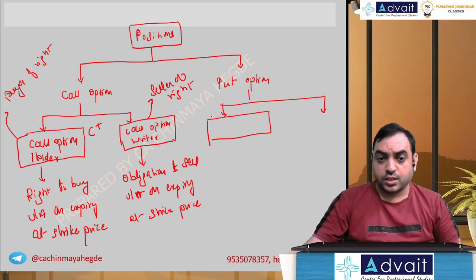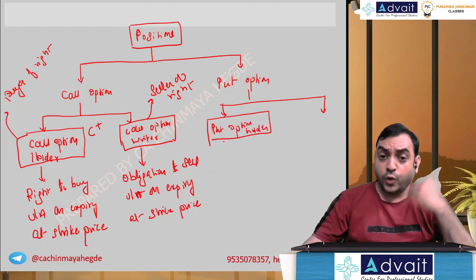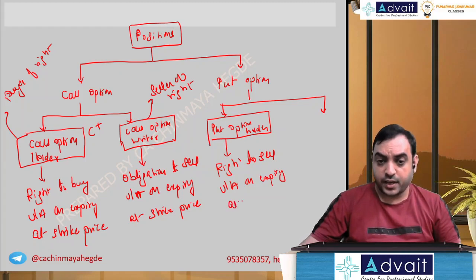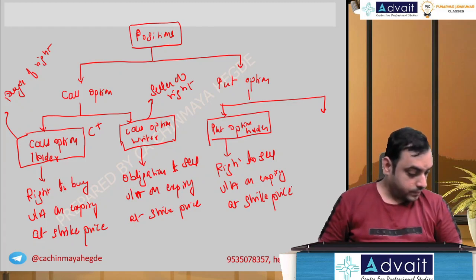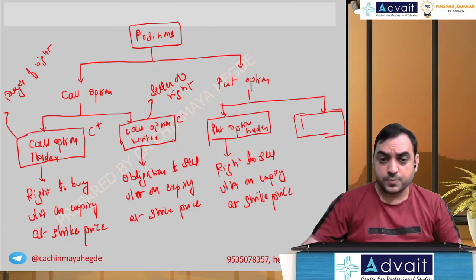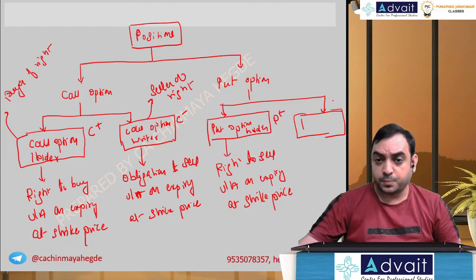Now put option holder, you will also have the right. What right? You have the right to sell the underlying asset on expiry date at strike price. Then put option writer. Call option holder and writer we call C plus, C minus. Put option holder we call P plus, P minus.